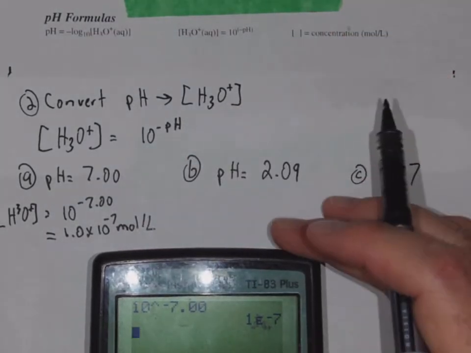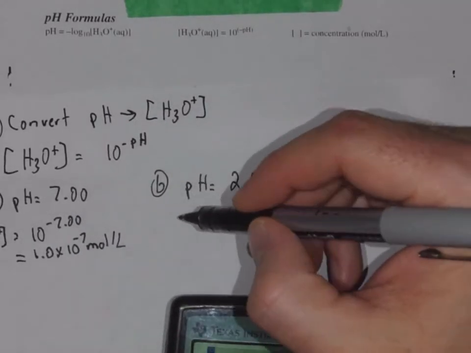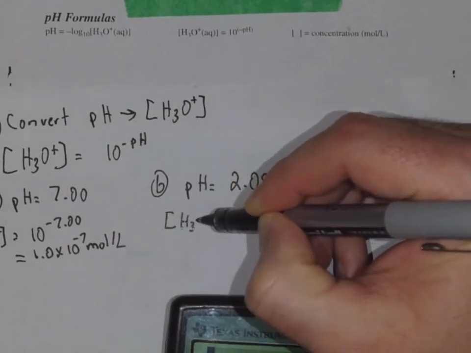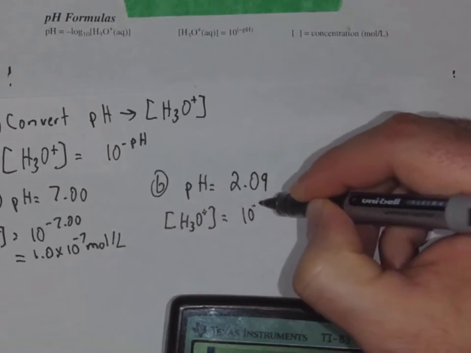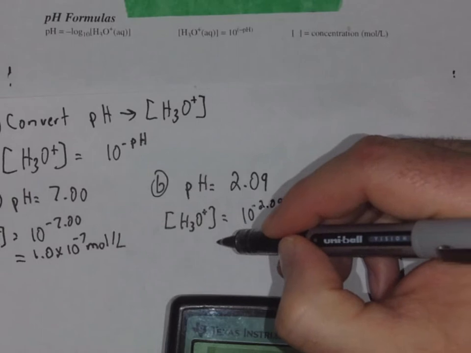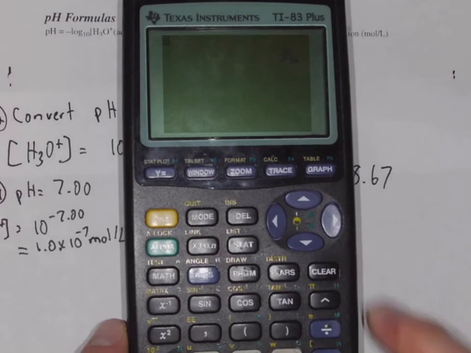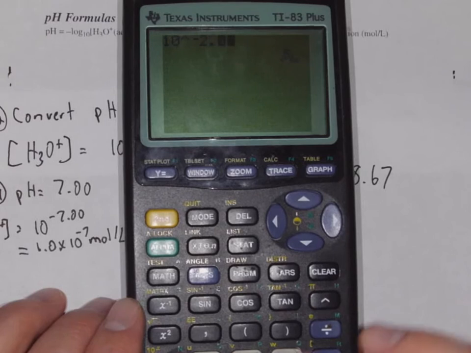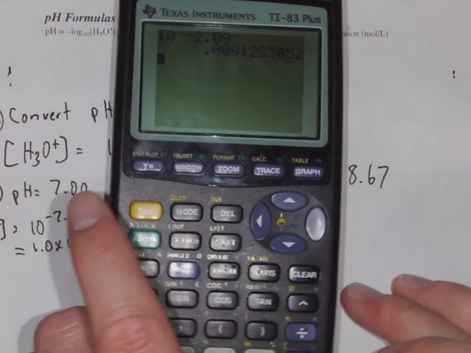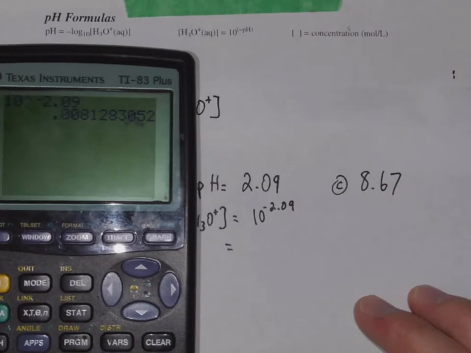For B, we'll just switch it up now to some different numbers. We have a hydronium ion concentration is what we're trying to find, and that's going to be equal to 10 to the power of negative 2.09, which is going to equal, so get out the calculator here again, we go 10 to the power of negative 2.09, and there is our answer. That is a really low pH. Sorry, that is a hydronium ion concentration. That's what I meant to say.